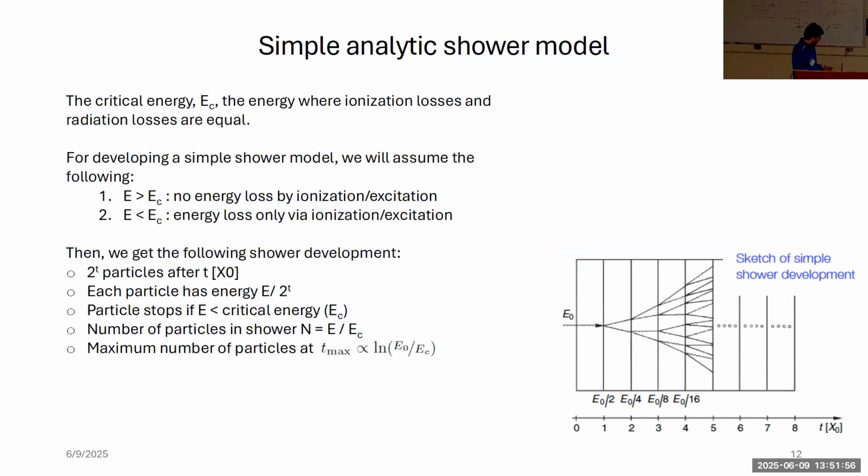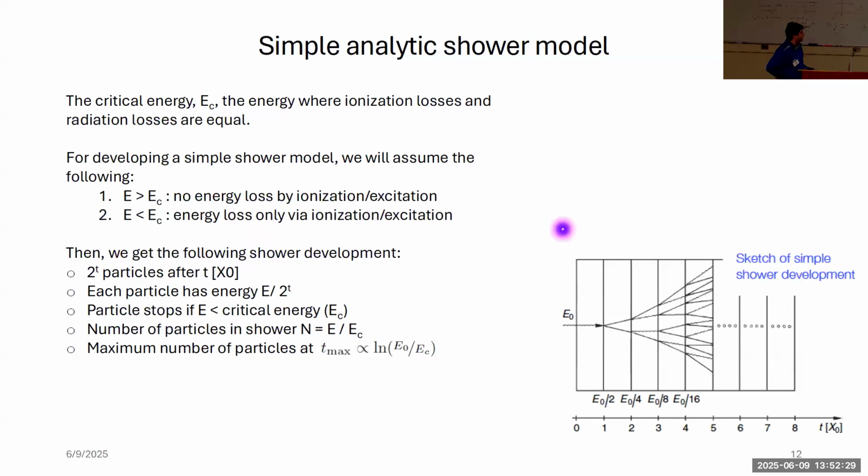Okay, so you can actually develop a simple analytical model of a shower. The idea here is that you make the assumption that at the critical energy, where the ionization energy loss and the radiative energy loss are equal, above that energy there's no loss by ionization, and below that there's only loss by ionization, so there's no more splitting. You can actually learn a little bit about the main features of a calorimeter shower.